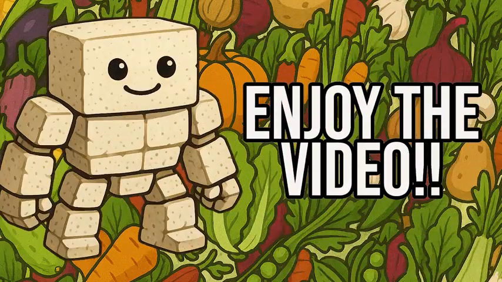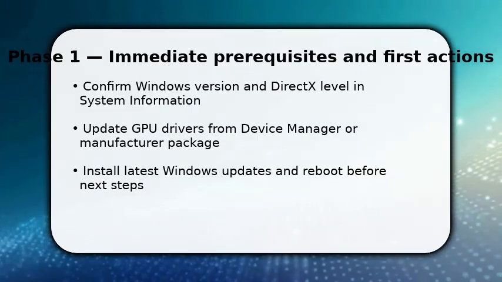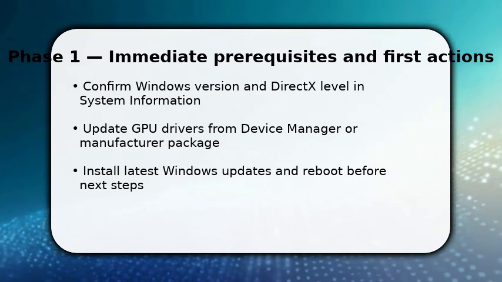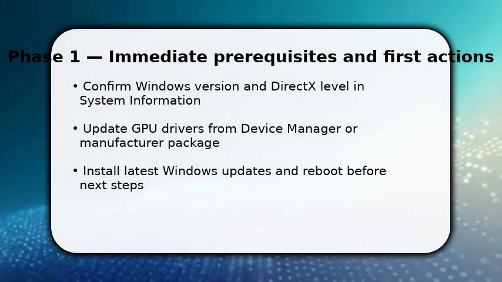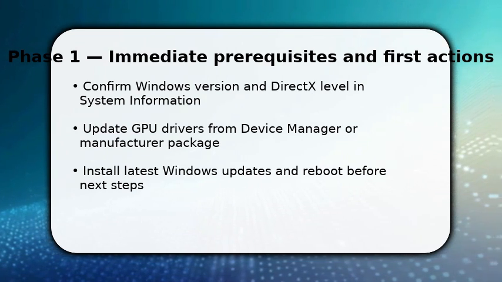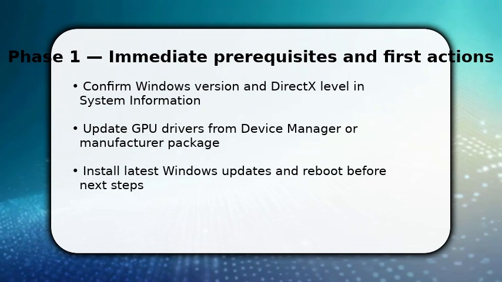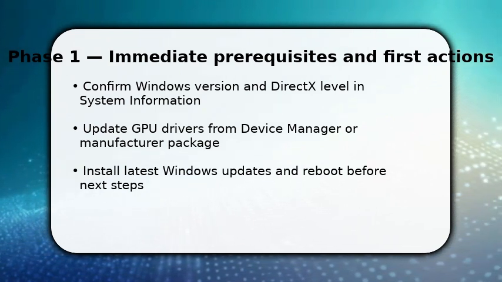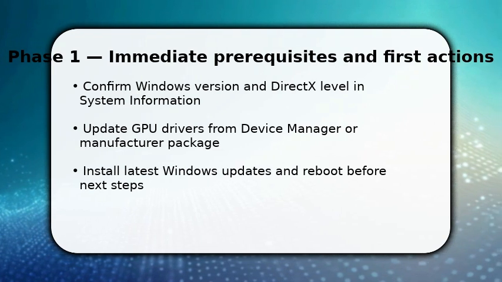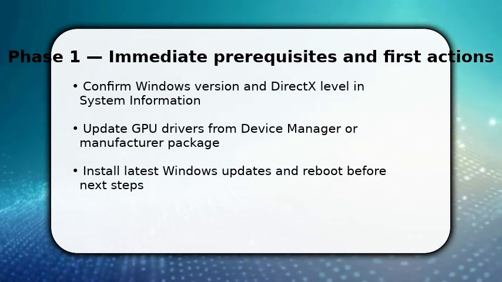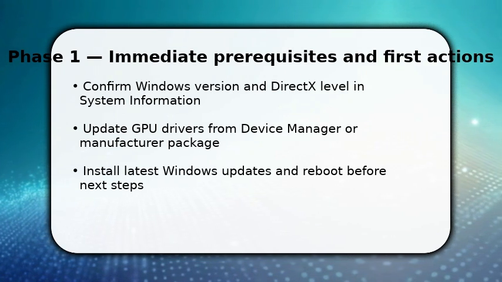Please enjoy the video. You start by confirming prerequisites. Check system information for your Windows build and DirectX version, and note your GPU model. Once done, use Device Manager or your GPU maker's installer to update drivers. This often fixes DirectX initialization failures. Make sure Windows Update has applied the latest patches, then reboot.